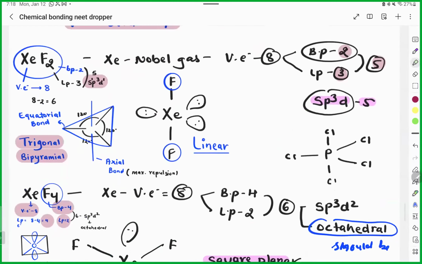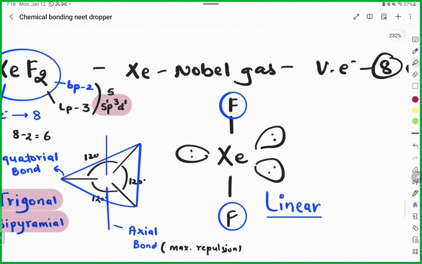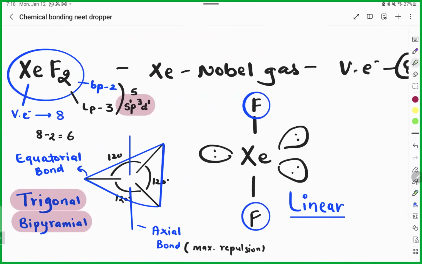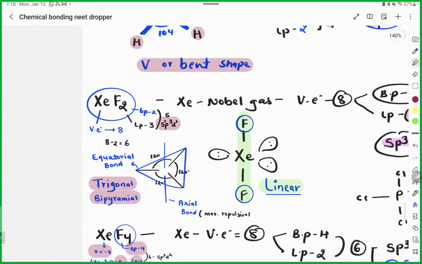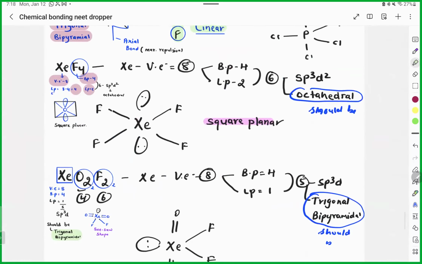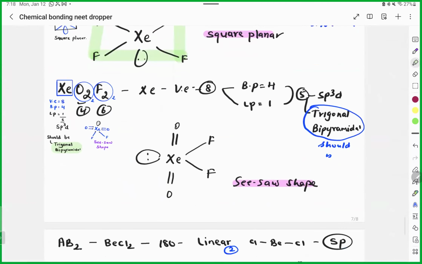XeF2, so why are we considering lone pair? No, we are not considering lone pair. When you see the shape, it is linear. Only bond pairs are considered. Every time there are only bonds; according to the bonds it looks like a square, or according to the bonds it looks like a seesaw. Correct, seesaw shape.